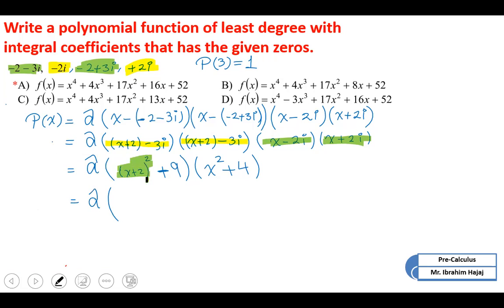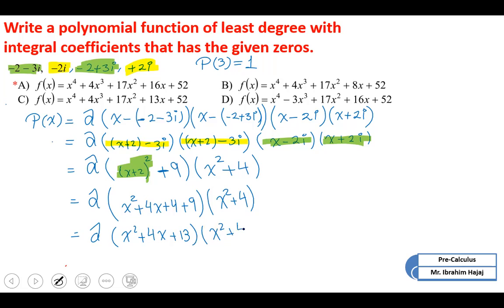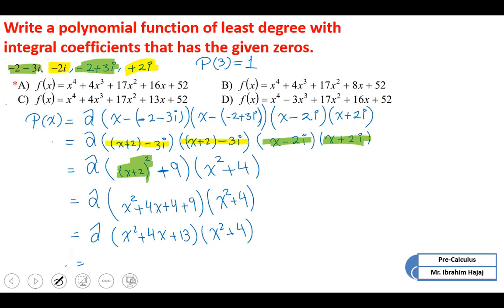First of all, I'm going to expand x plus 2 all squared. To expand this part, it will be x squared plus first by second by 2, like a squared plus 2ab plus b squared. So x squared plus 4x plus 4, and then plus 9, and this multiplied by x squared plus 4. Yes, equals a, and x squared plus 4x, then plus 13, and here x squared plus 4.